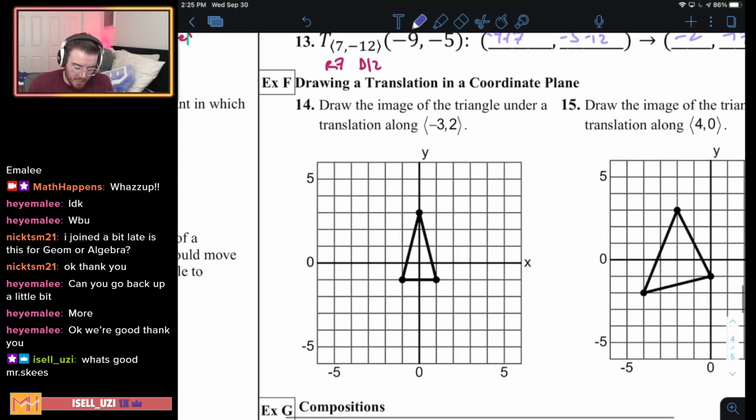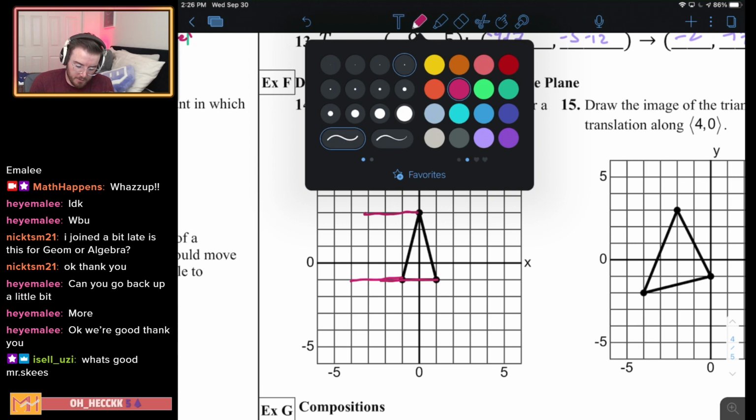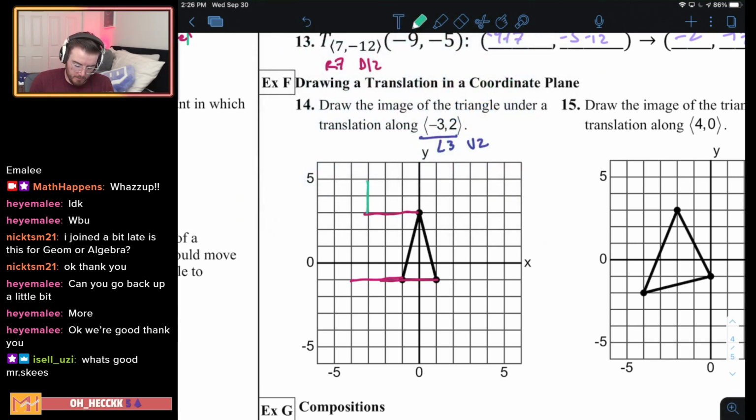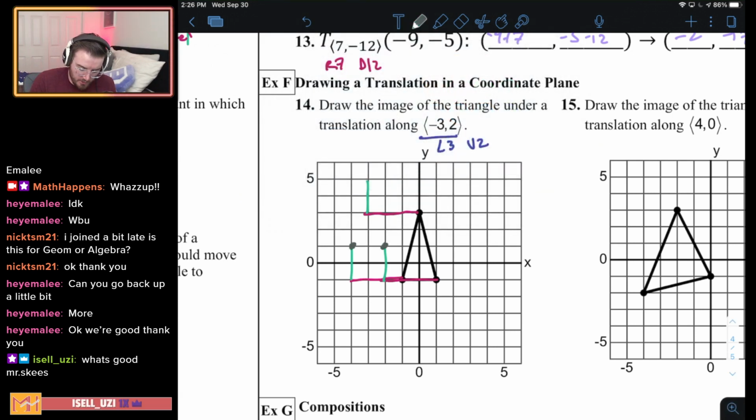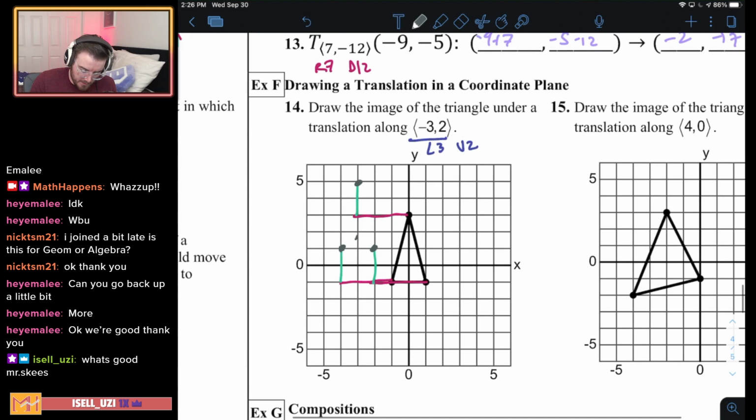So draw the image of the triangle under the translation negative 3, 2. You should immediately look at that and go, oh, I'm moving left 3, up 2. So let's do it. Left 3, left 3, left 3. Each of those points is moving left 3 and then up 2, up 2, up 2. Do you need to draw that every time? Of course not. But I'm trying to create a visual for you. I want you to understand how each of these points are moving.